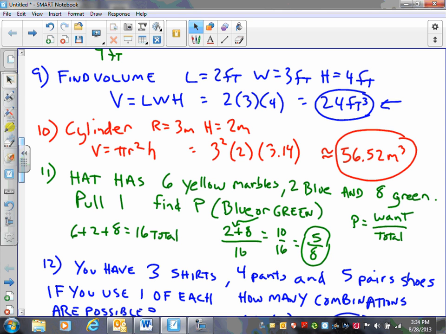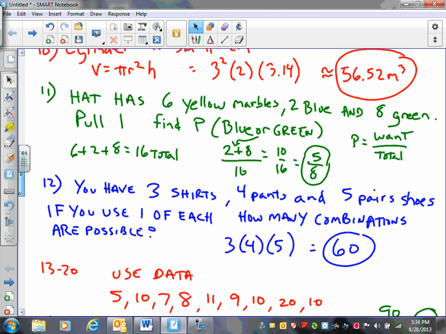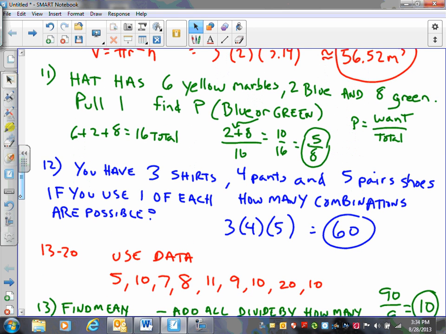Number 10, you got a cylinder. Its radius is 3 meters. Its height is 2 meters. Volume is pi times the radius squared times height. So we go 3 squared times 2. And this one, put 3.14 in for pi. Get an approximate answer of 56.252 meters cubed.